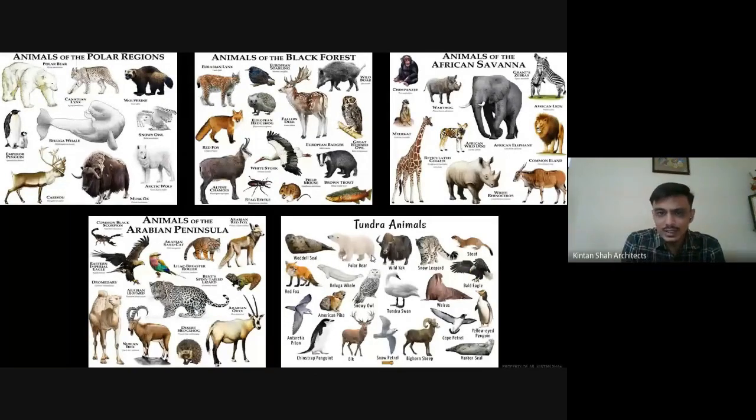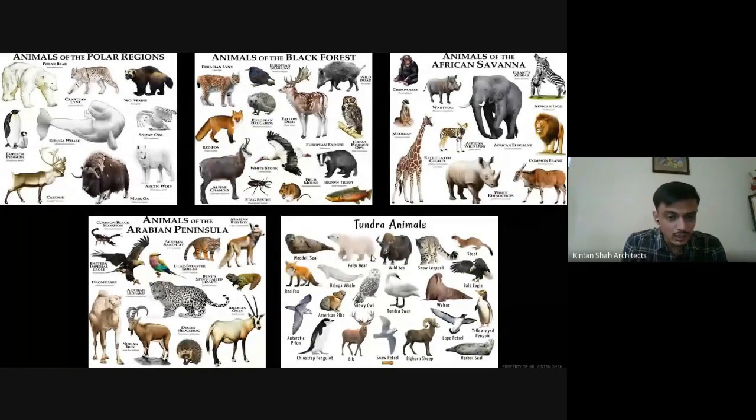Just to state one example, in the cat family, you see a large variety of creatures, starting from the domestic cat to cheetahs, jaguars, leopards, tigers, lions, snow leopards, snow tigers. All of these have evolved from the same gene pool. But then each one of them has evolved differently based on the region they were inhabiting.